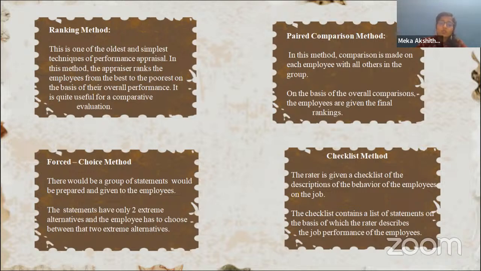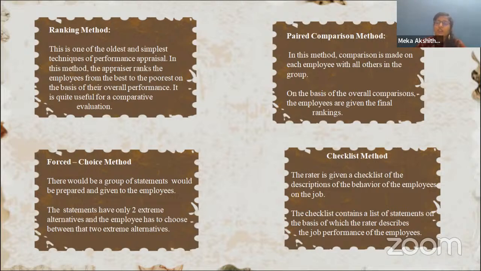Then comes the forced choice method. In this method, there would be certain statements in a questionnaire. You know questionnaire, right? The statements can be positive or negative. These statements would have only two extreme alternatives. Either you answer yes or no, or agree or disagree, or true or false.